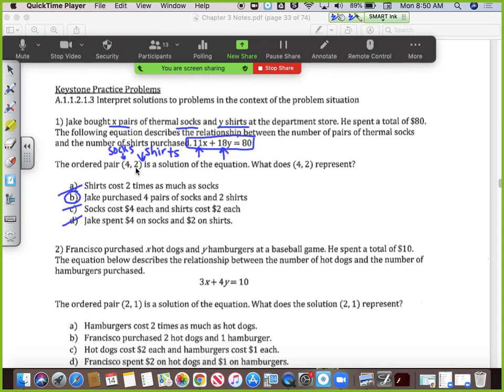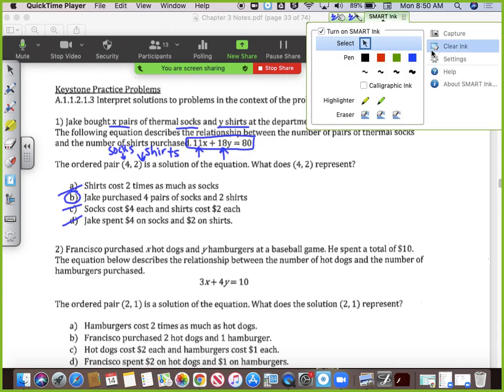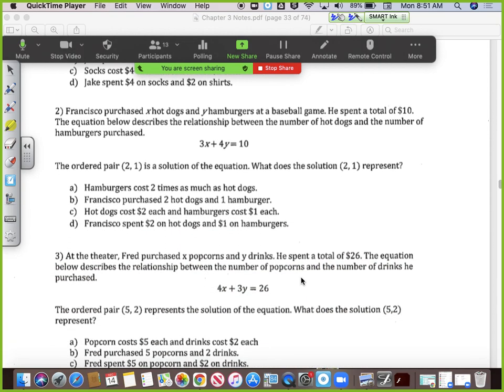Number 2 says Francisco purchased X hot dogs and Y hamburgers at a baseball game. He spent a total of $10.